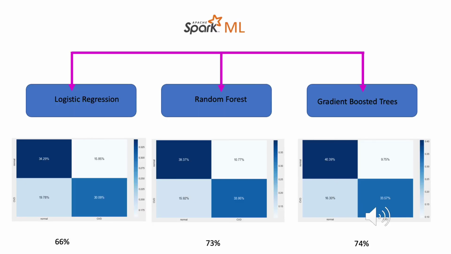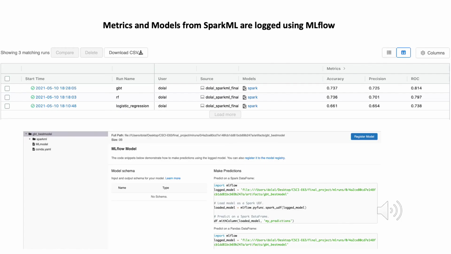For the classification task, 3 different predictive models were evaluated. The best model was gradient boosted trees with an accuracy score of 74%, then random forest with 73%, and finally logistic regression with 66%. All 3 models were simultaneously tracked and saved by MLflow.